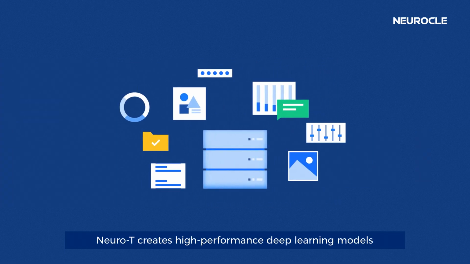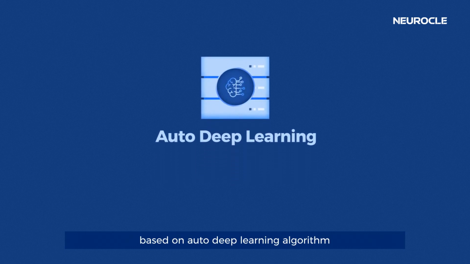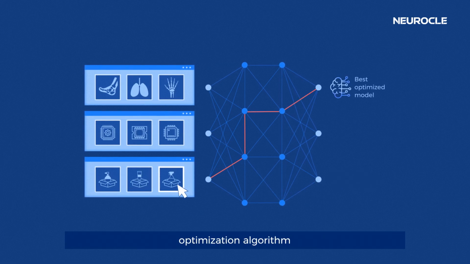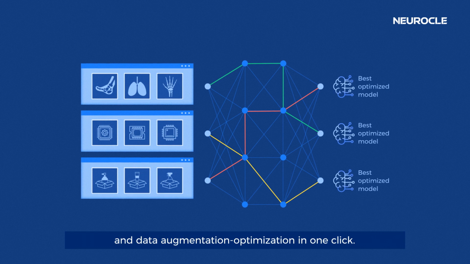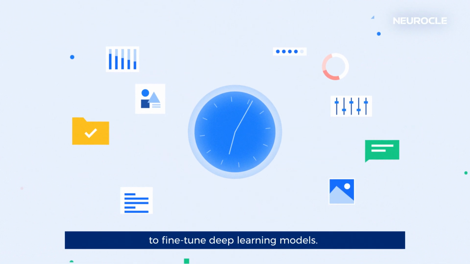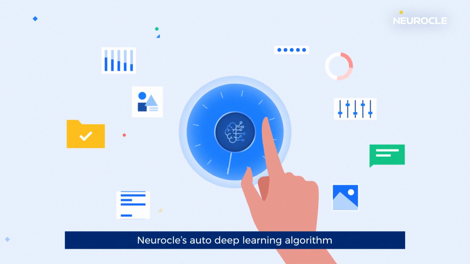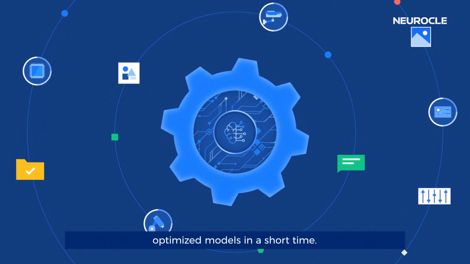Neuro-T creates high-performance deep learning models based on auto deep learning algorithm, which resolves hyperparameter tuning, optimization algorithm, and data augmentation optimization in one click. Even deep learning researchers pour a vast amount of time to fine-tune deep learning models. Neurocle's auto deep learning algorithm makes it easy for non-experts to develop optimized models in a short time.